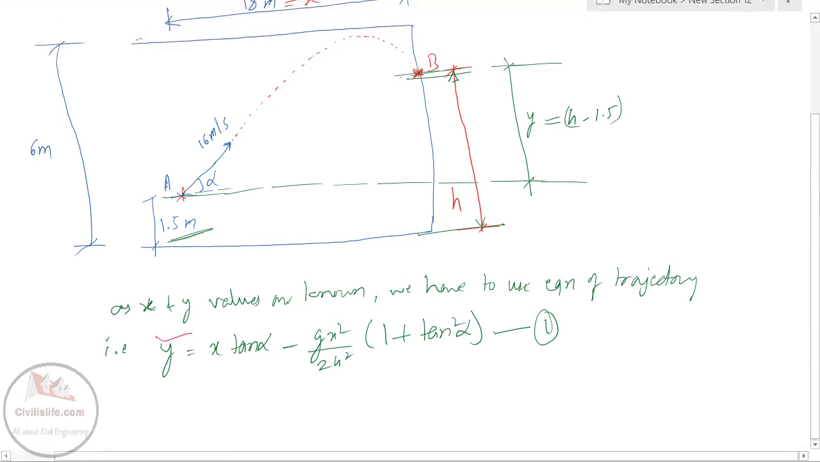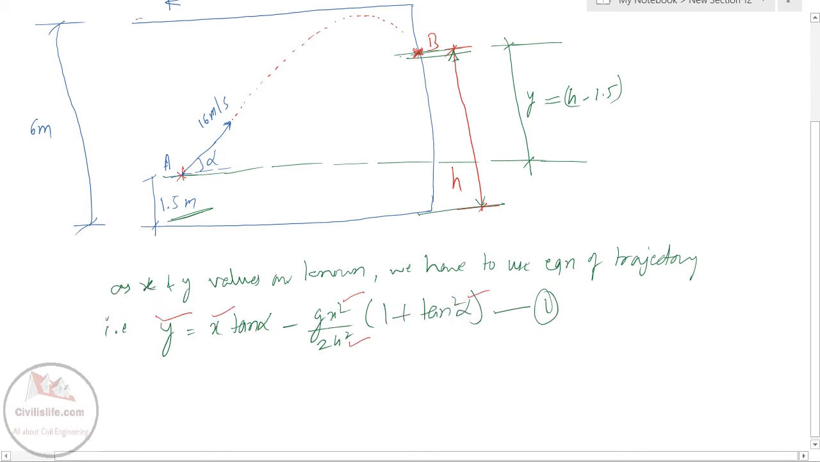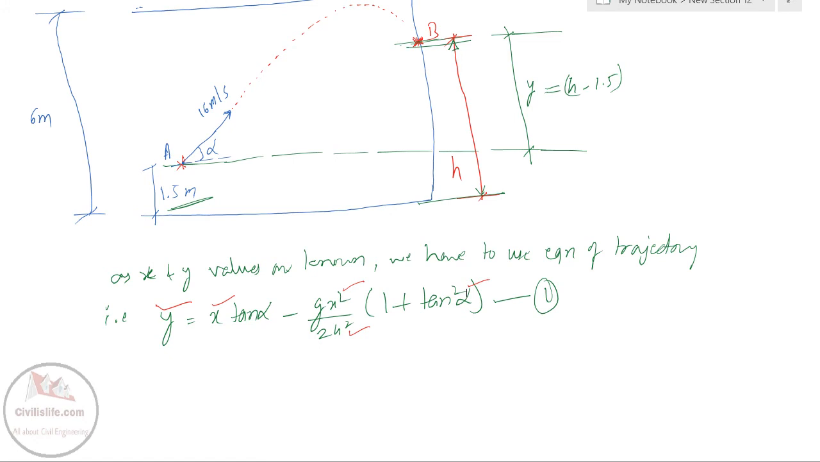Yes, the y value is known to us, that is h minus 1.5, and x is known to us, that is 18 meter. And what is this alpha? So alpha is unknown. Then coming to u, u is known, x is known, and alpha is unknown here. Again it's a problem similar to the previous one. In the previous numerical also, all the values were known except alpha. So how to find that one?